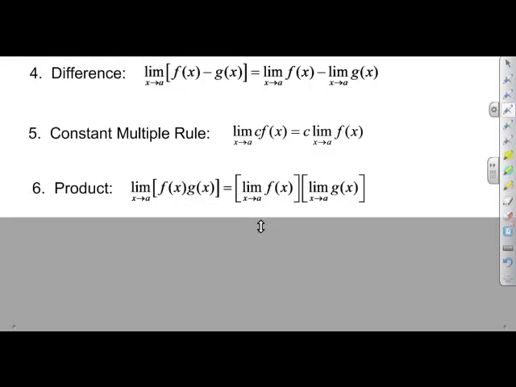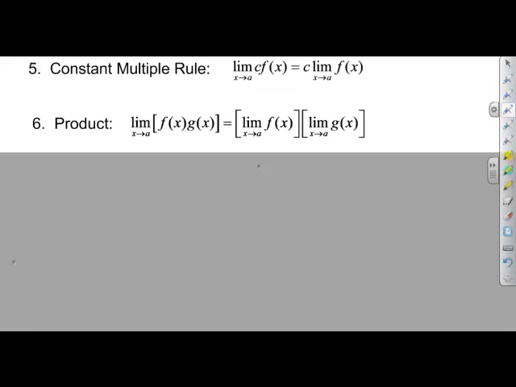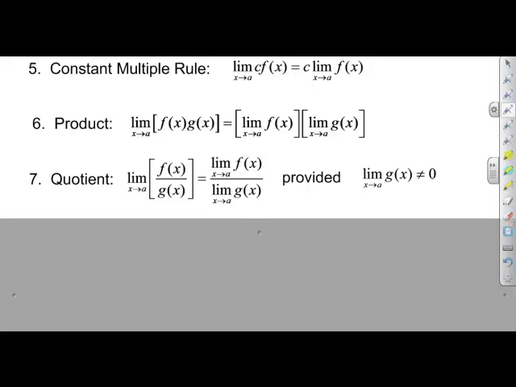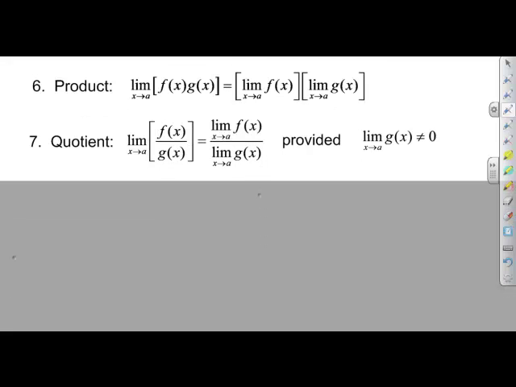The product rule. If you have a limit of a product, that is going to be the product of the limits. So if f of x and g of x are multiplied together, you can find the limit of f of x, find the limit of g of x, and multiply the numbers together. Limit of a product is a product of limits. We have a similar rule for a quotient. The limit of a quotient is a quotient of limits.